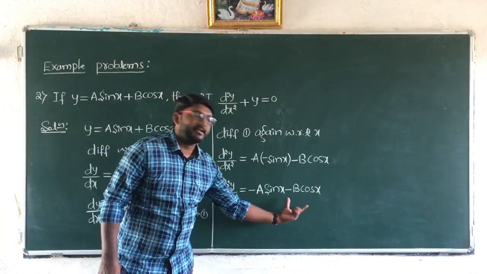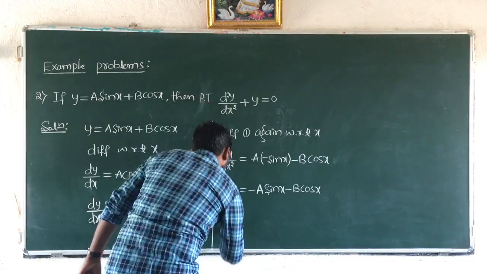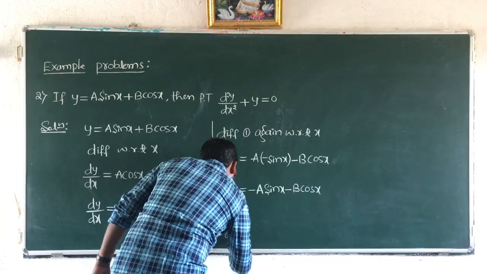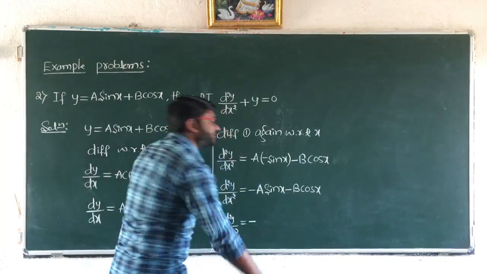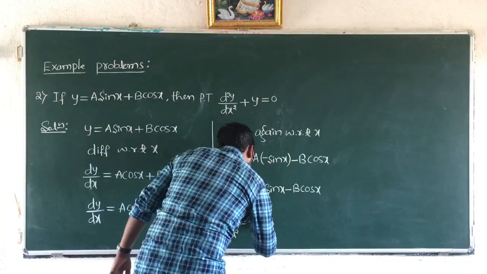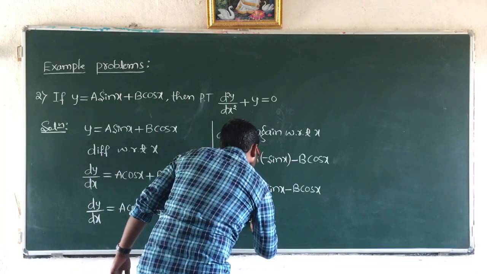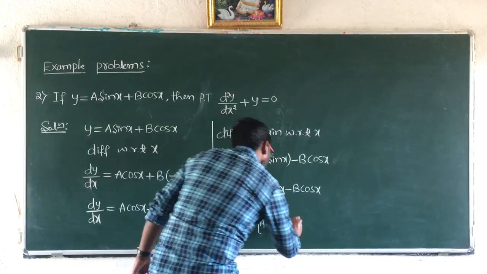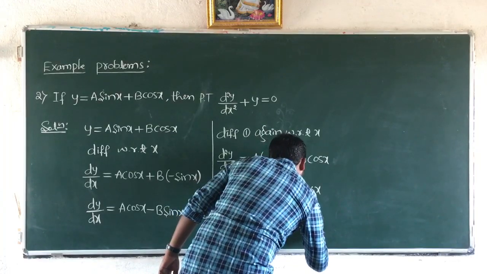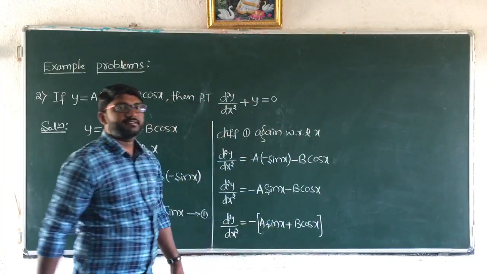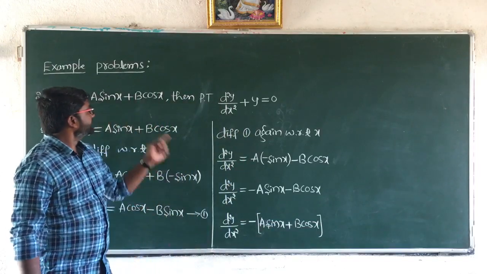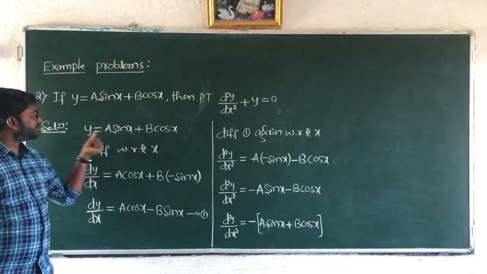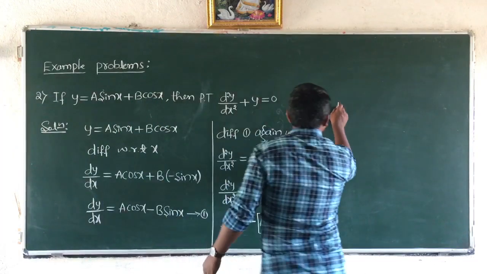Now in the right hand side, we can take minus common. So d square y by dx square is equal to, I take minus common here, then write the remaining term inside the bracket. So it becomes a sin x plus b cos x. What is this a sin x plus b cos x? It is nothing but the given problem, a sin x plus b cos x. So this can be written as y. So see here, that I will write in the next step.